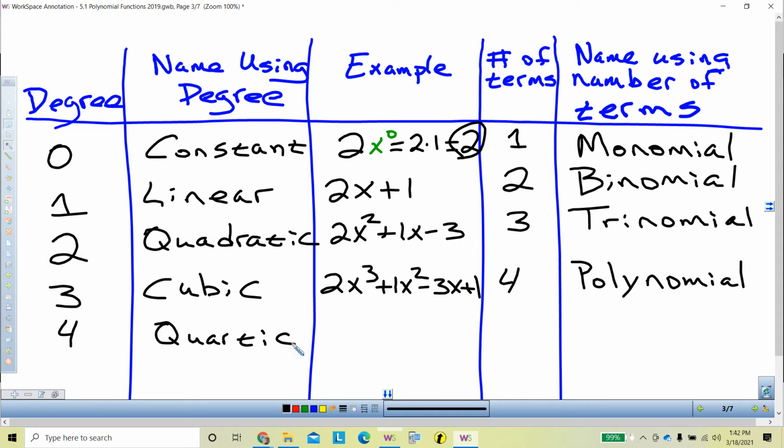So I'm just going to make it random as far as number of terms. So just say 2x to the 4th minus 1. So we just have 2 terms then. 2 terms, binomial. So if we name this in the middle by degree and number of terms, it would be a quartic binomial.